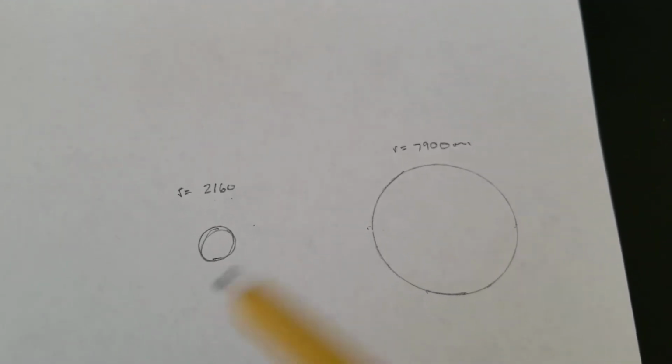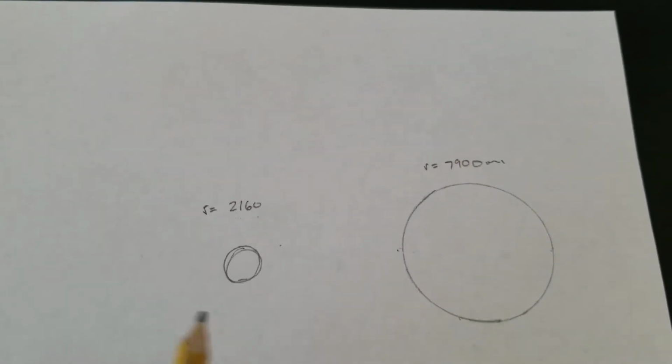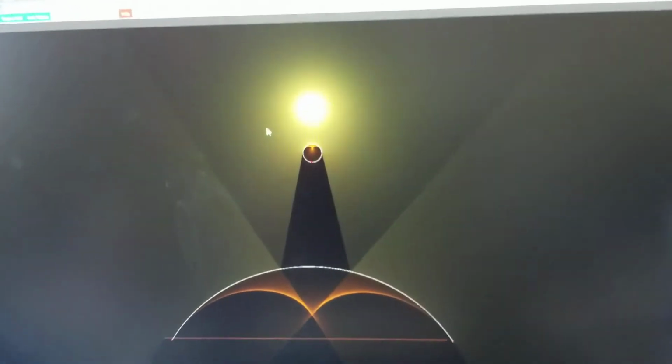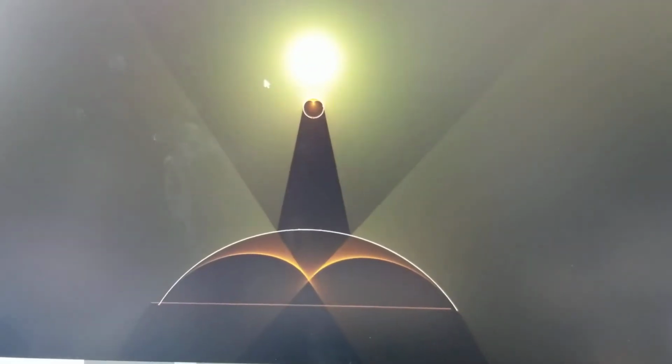But if the sun is over this way, and it's casting a shadow on the Earth, kind of like this is doing, all right, this is what they tell you it does.